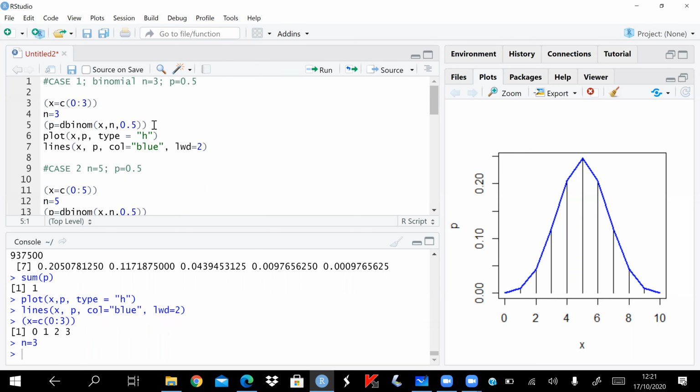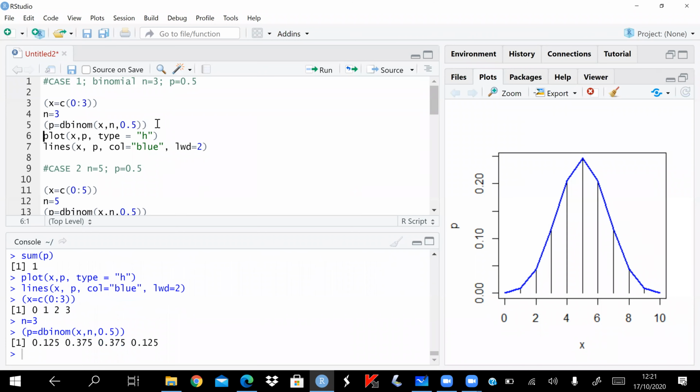Then I have a code here which calculates the probabilities. So for instance, I can calculate probabilities like that. This is the probability that x is equal to 0 when you have 3 trials and p is 0.5. This here is the probability that x is equal to 1 when you have 3 trials and 0.5 as the probability of success. This is the probability that x is equal to 2 and the probability that x is equal to 3.